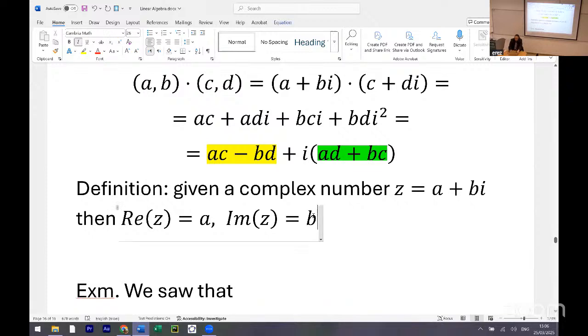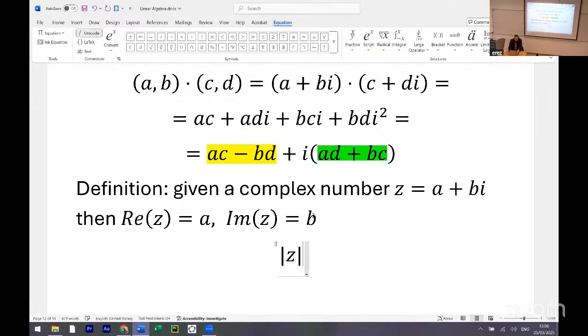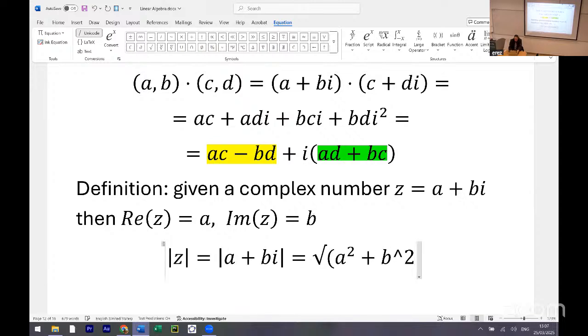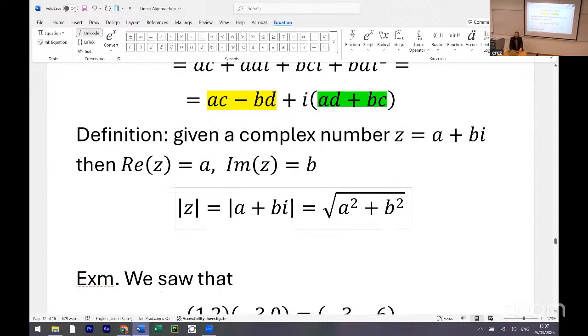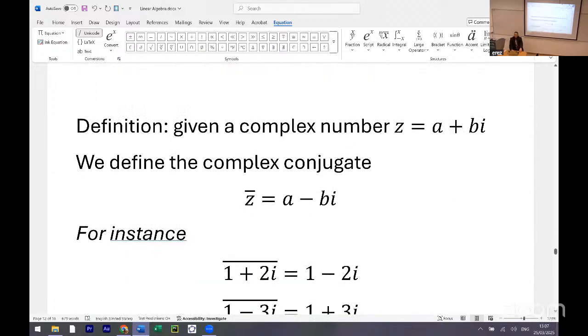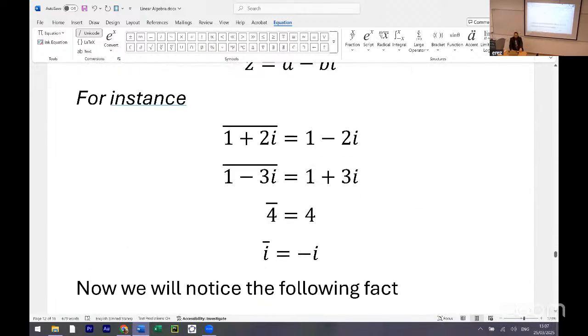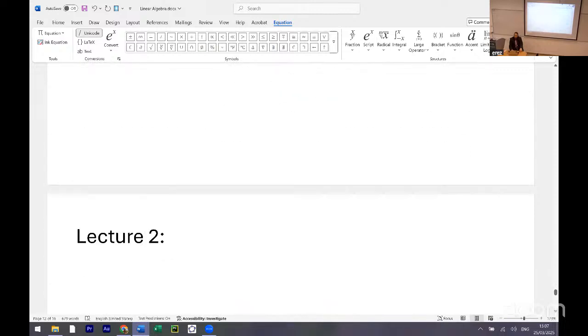Okay, so the absolute value of z, the absolute value of a plus bi, is the square root of a squared plus b squared. Okay, great. I added it here. I will speak about it in 2 seconds anyway, but in another manner.